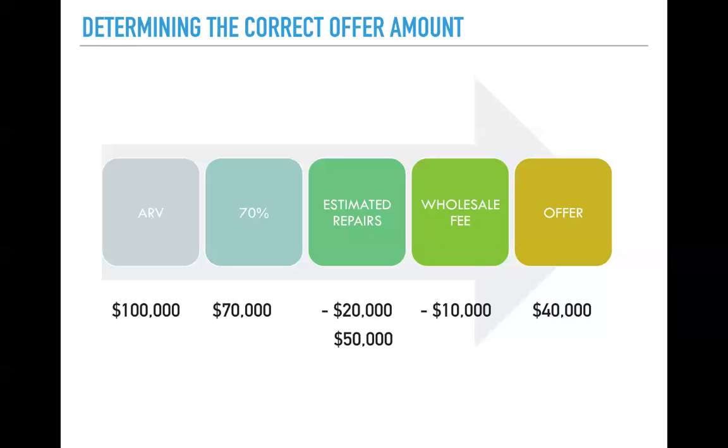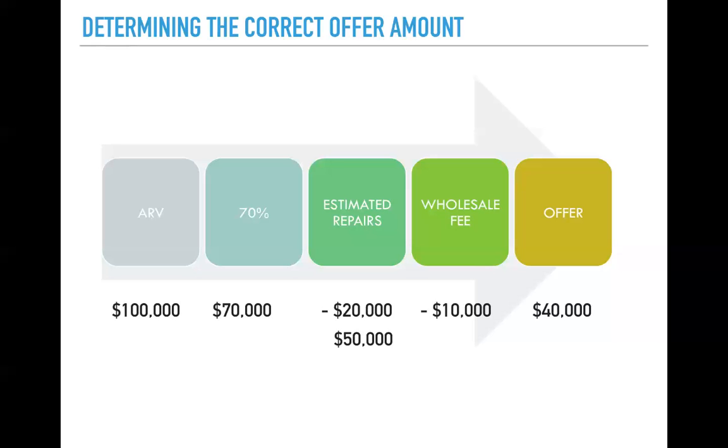Let's say our estimated repairs are $20,000. So we'll subtract that from our 70%, and now we're down to $50,000. Our wholesale fee, we're going to start at $10,000, which means the max offer on this particular property, if we're going to get a wholesale fee of $10,000, is $40K.